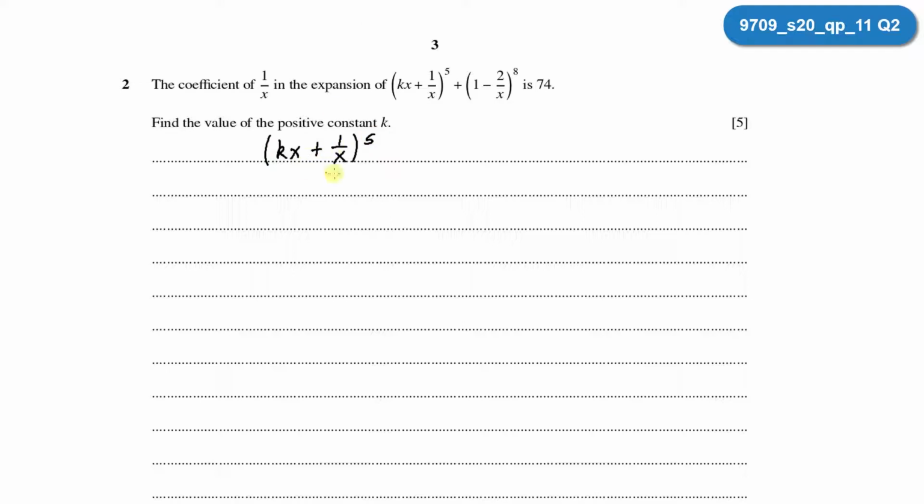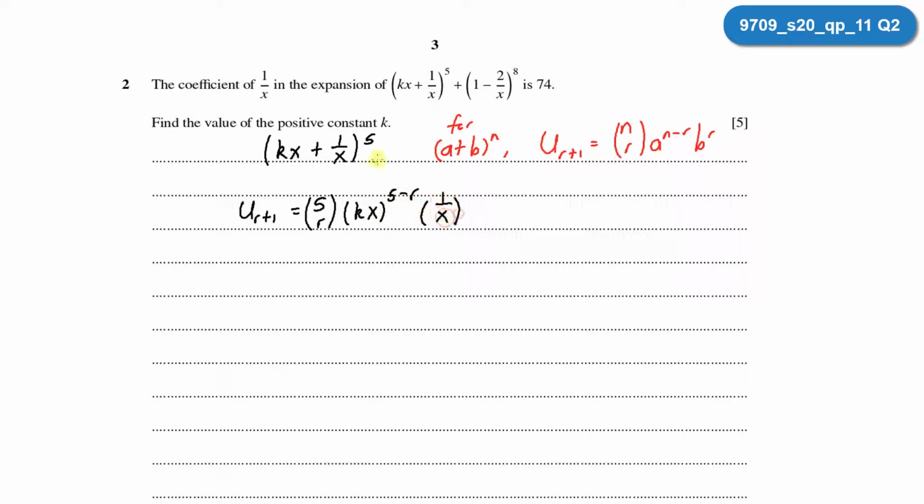Now we know that the general term in the expansion of a plus b to the power of n is u sub r plus 1 is equal to n choose r, a to the n minus r, b to the r. Now for kx plus 1 over x to the power of 5, the general term will be 5 choose r, and kx to the power of 5 minus r, which is 5 minus r, and 1 over x to the power of r, like this.